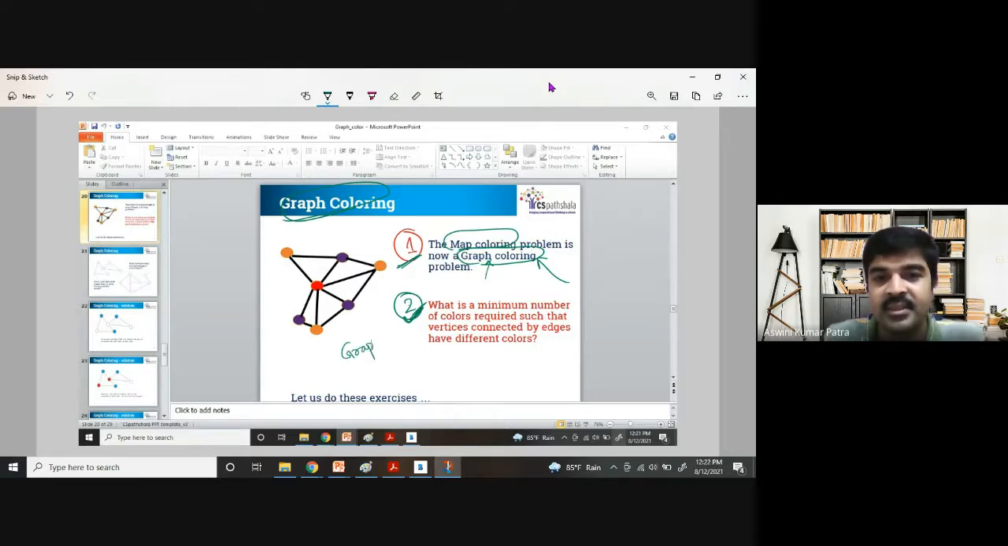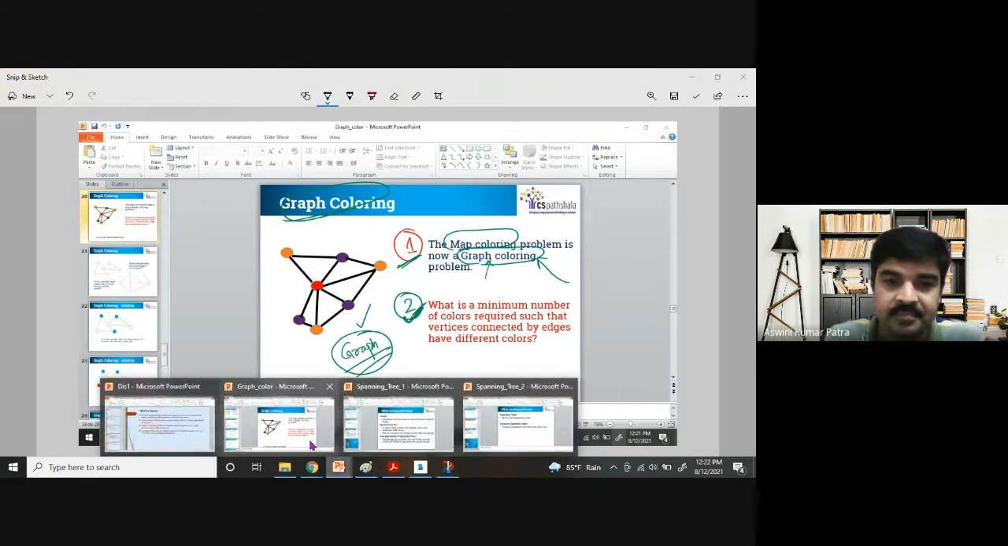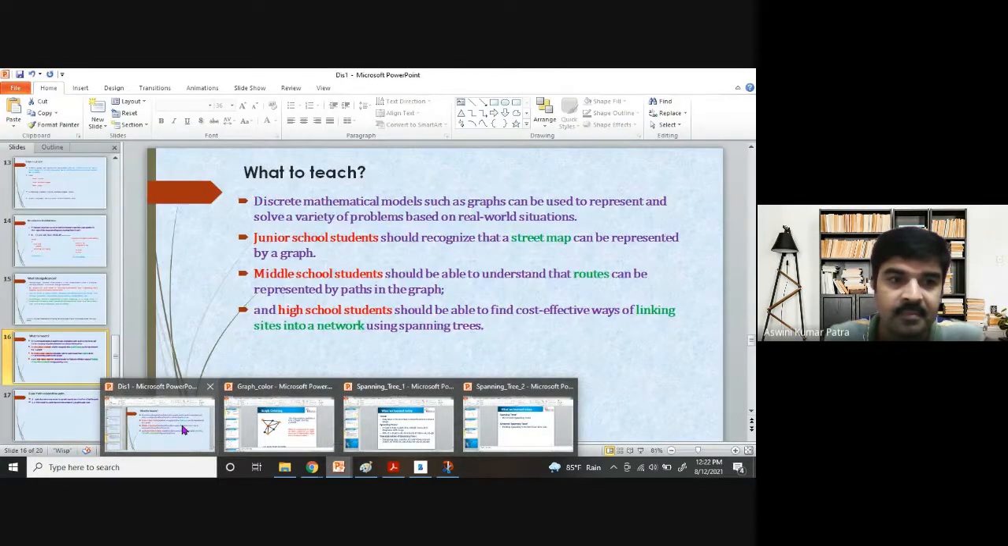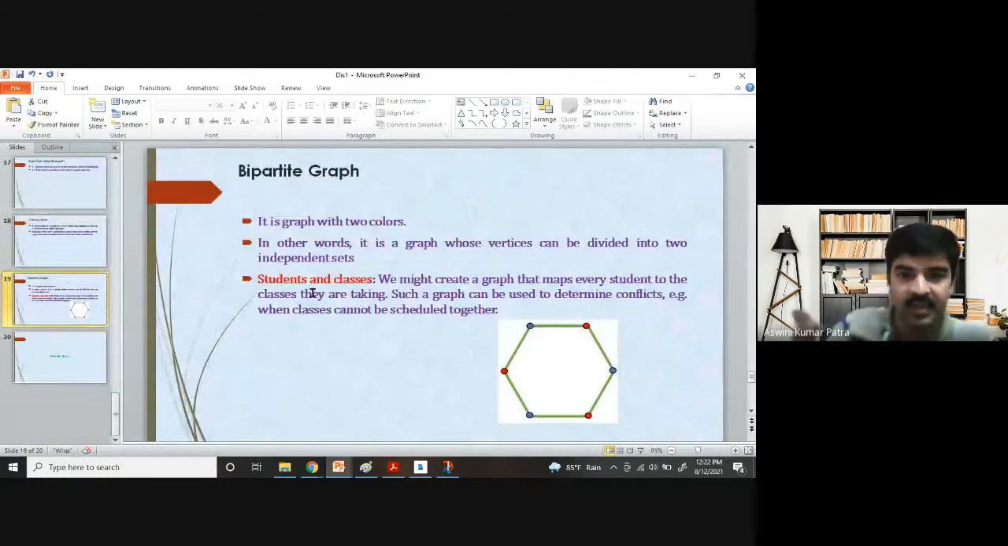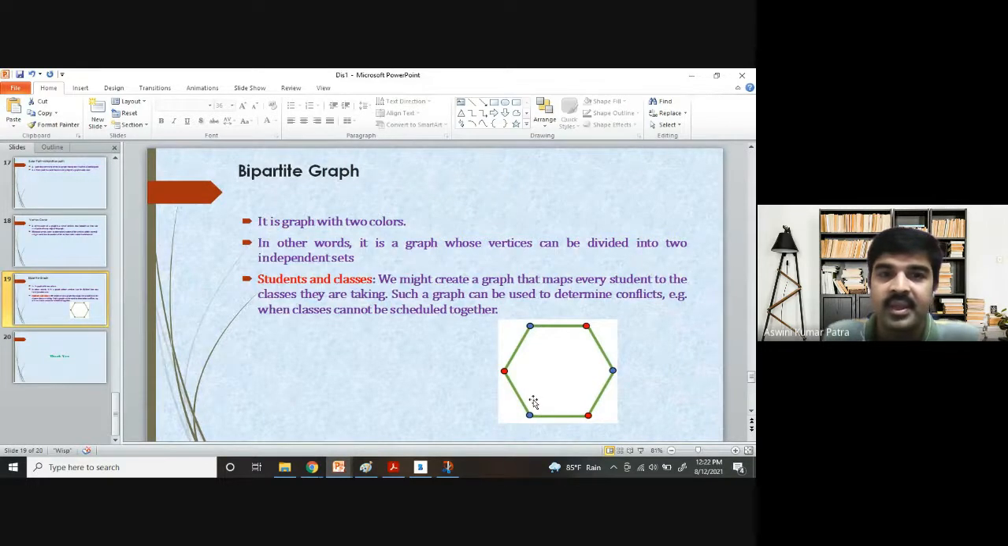Okay. So this is a very simple graph. Now I'll introduce another typical graph called a bipartite graph. See, it is a very different graph. It has 2 colors. You look at the graph, it is only 2 colors, blue and red. The vertices are called blue and red.